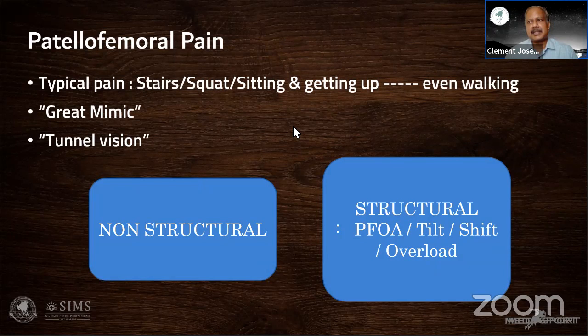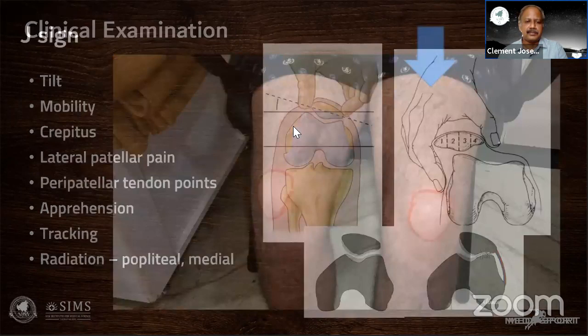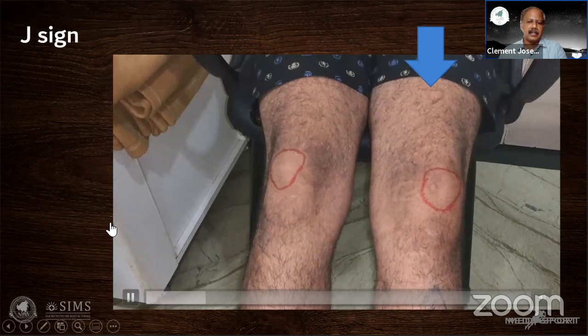And most importantly, patellofemoral pain can be produced by a normal patellofemoral joint. It's a non-structural pain. And many structural problems like osteoarthritis, tilt, shift, and overload can produce what is known as structural pain. When it comes to patellofemoral, don't forget to examine the patella. In an obvious case of medial joint osteoarthritis, you have to look for tilt, mobility, crepitus, lateral patella pain, and tender points around the patella. Look for apprehension, tracking, and don't forget that the patella pain can radiate to popliteal and medial joint surfaces as well. One should always look for the tracking. On the left side, you can see a nice J sign that indicates lateral instability.